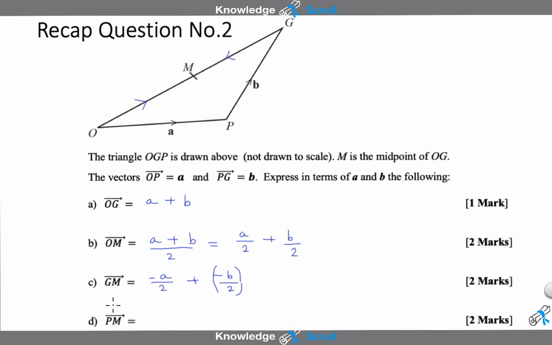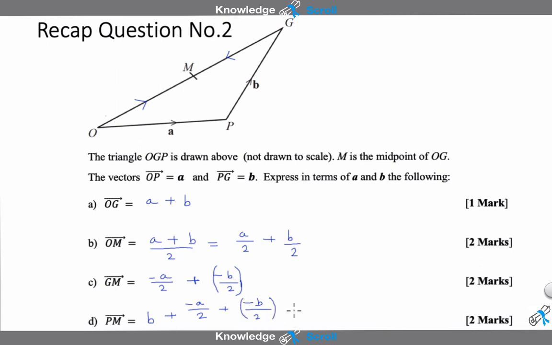Alright, now finally we have D, which is the vector PM. For this last question, it's actually quite possible to solve it using 2 different ways, but you should get the same answer at the end. Now if you start at P and you want to go to M, it is possible for you to travel from P to G first and then from G to M. So to represent that, I would write B plus my previous answer, which is negative A on 2 plus negative B on 2.